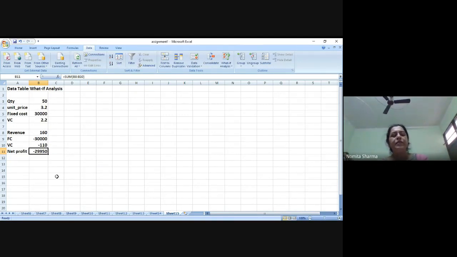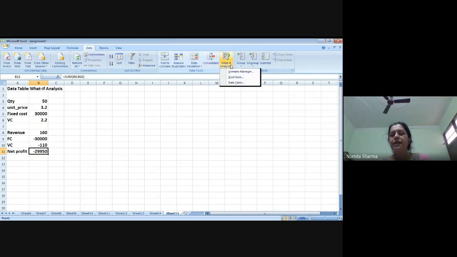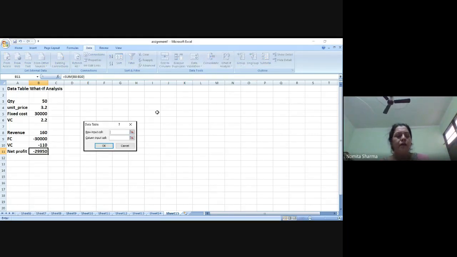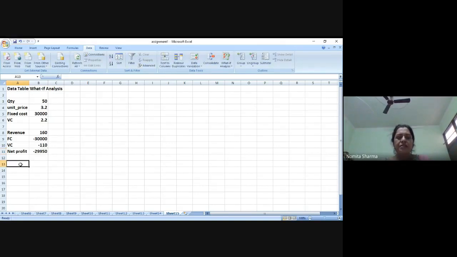Right now, my aim will be to figure out the quantity required to be sold, or what should be the price, so that I can make this negative profit into positive profit. For that purpose, we use data table. From the Data tab, you go to What-If Analysis, and in What-If Analysis, you select Data Table. In this case, you are going to enter two inputs. But before I do that, I must make the matrix that I have to work on for the different values, which will show me the combination of unit price and quantity. So let me make the matrix first.